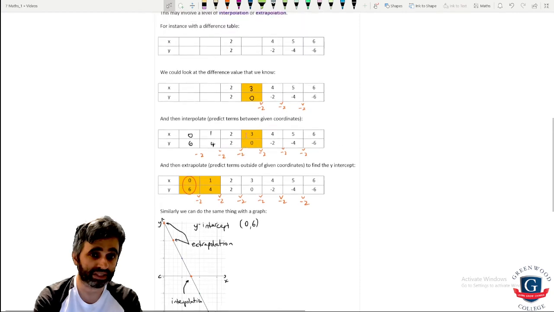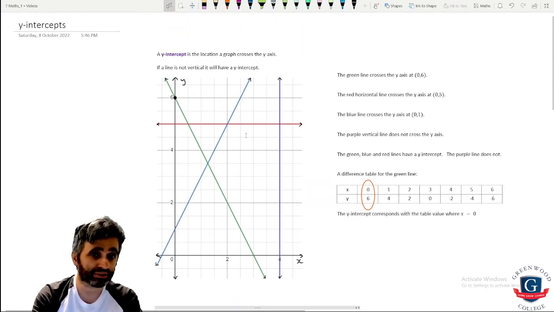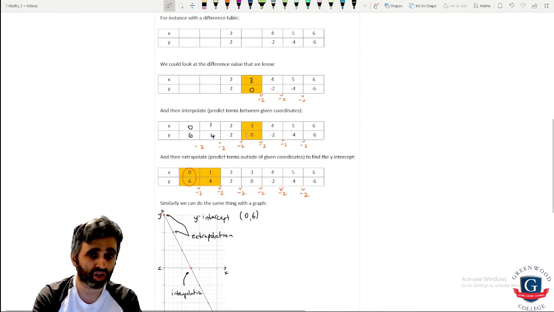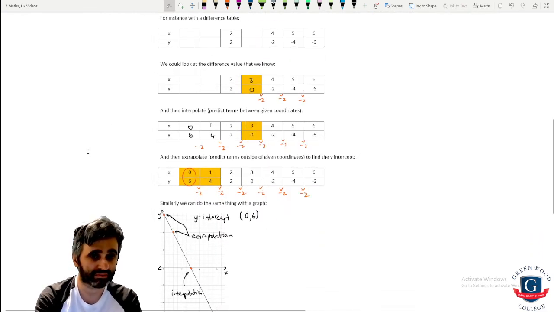So finding the y-intercept is relatively easy. We either look at where it crosses the y-axis on a graph, or we find out where x equals 0 and the corresponding y value. Either of those will work.